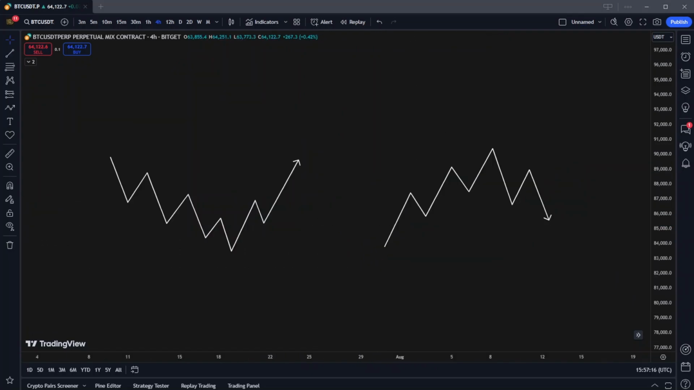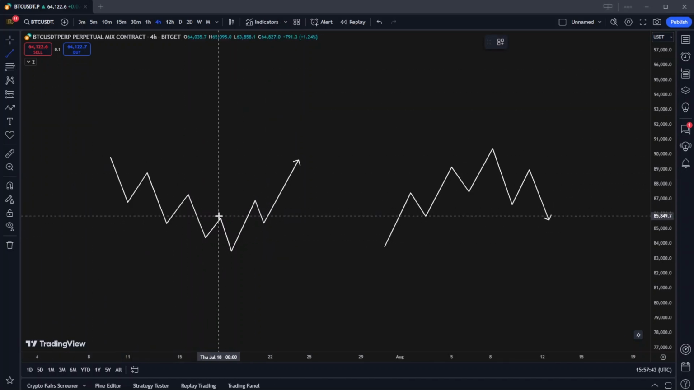Now a lot of people will get confused between a break of structure and a change of character. Change of character refers to a noticeable shift in the market's behavior that often signals the beginning of a trend reversal. Change of characters usually will happen before a break of structure and is an early indicator that the current trend will be losing strength and it's changing direction. So here is an example.